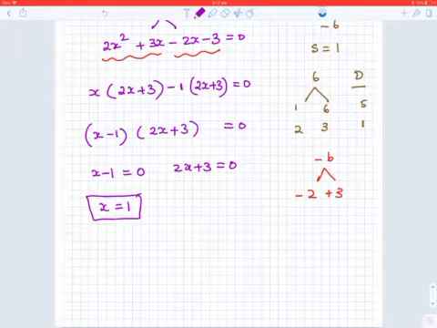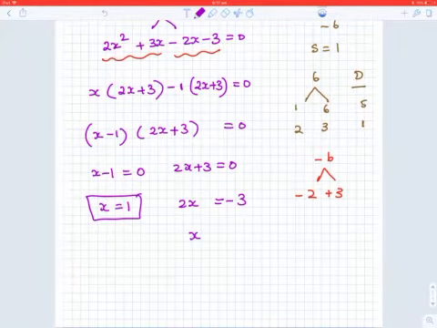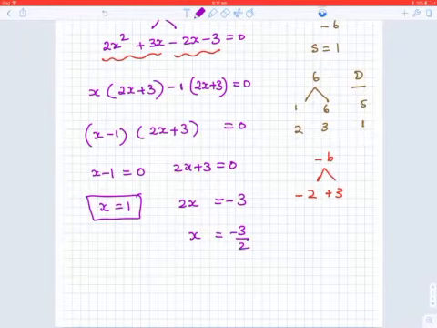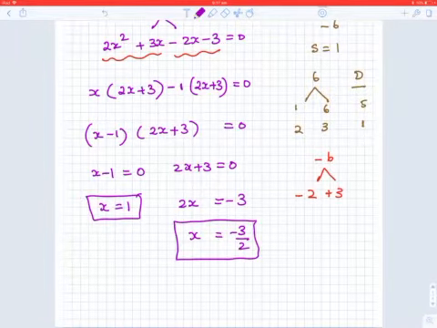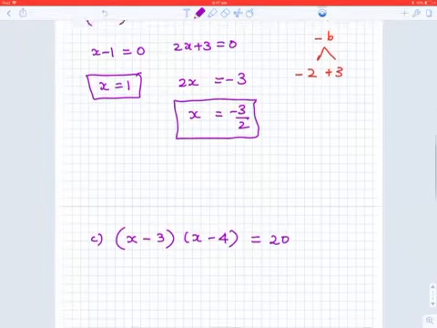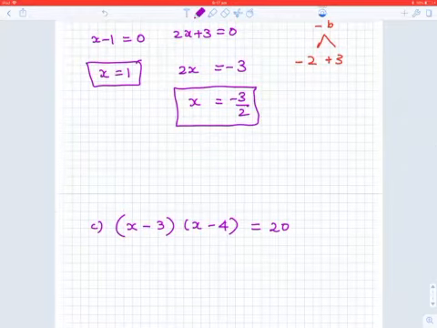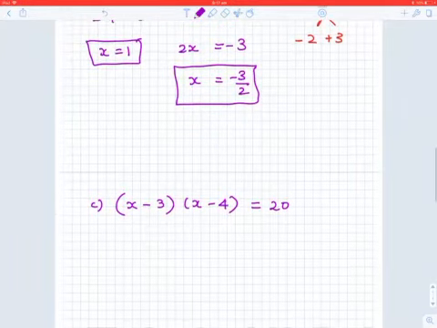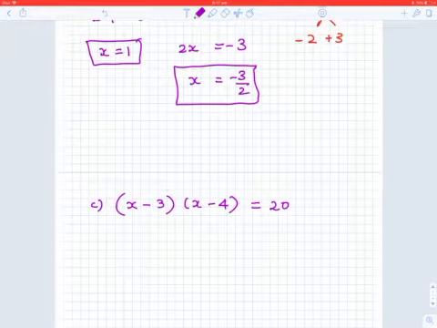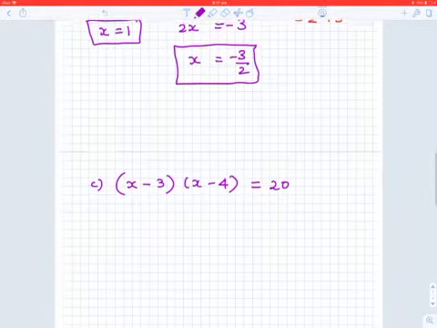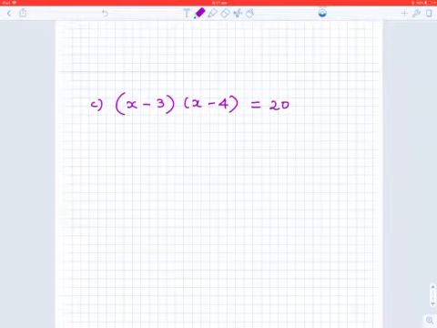So therefore x minus 1 is 0 or 2x plus 3 is 0. If I do that, this gives me x equal to 1 as an answer, and this gives you 2x equal to minus 3 or x equal to minus 3 by 2. This is my second answer. Okay, so you have two answers. Those are the questions.